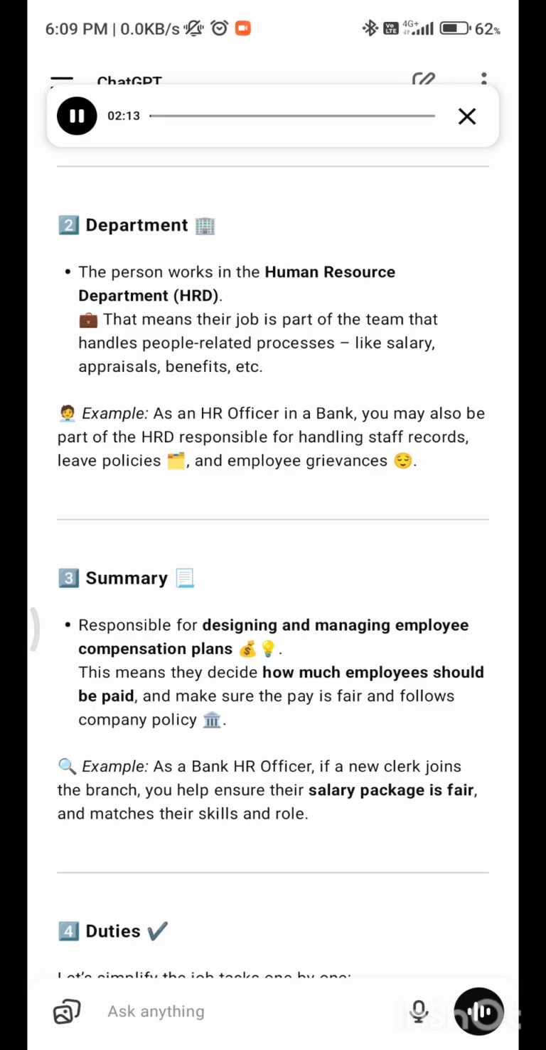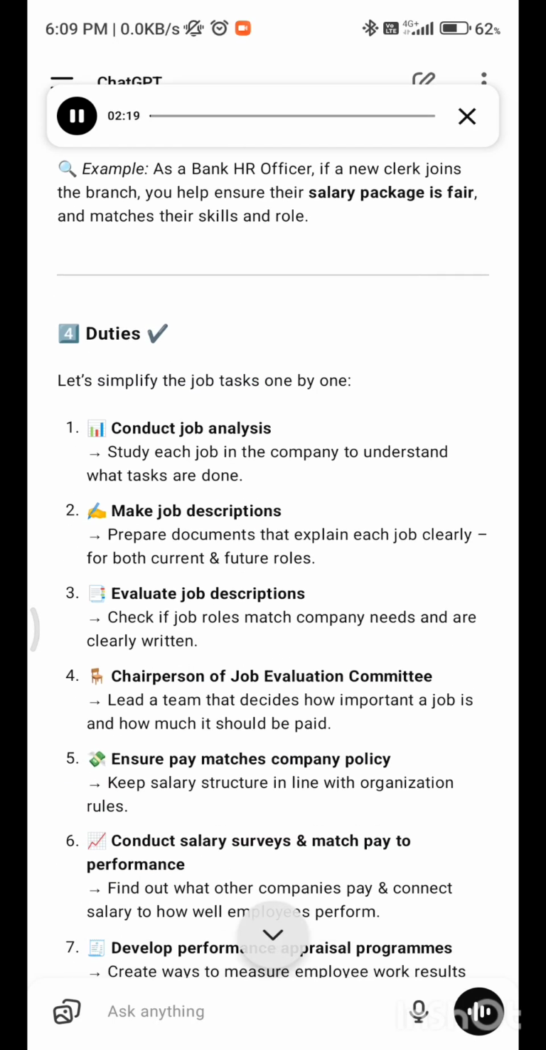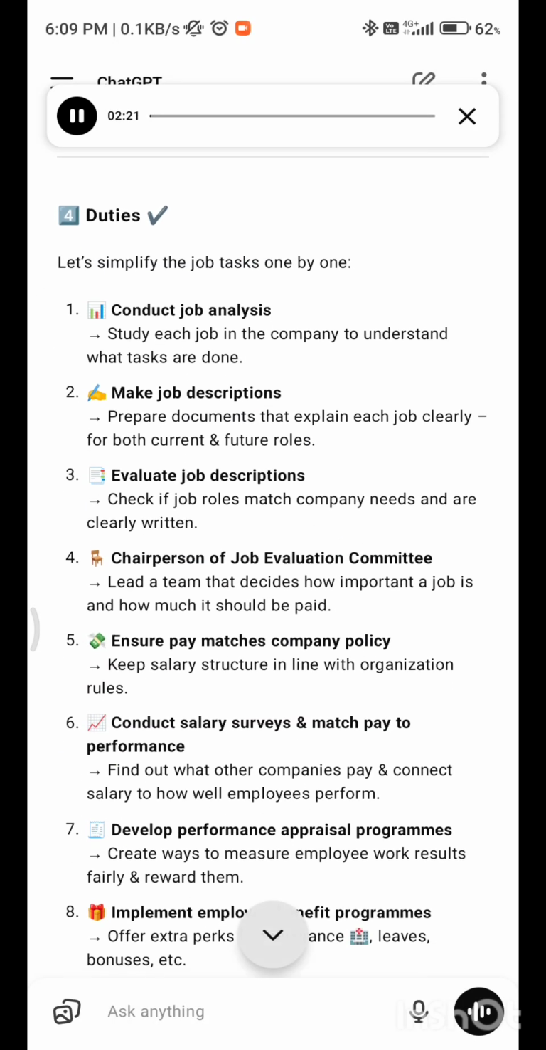4. Duties. Let's simplify the job tasks one by one. 1. Conduct job analysis. Study each job in the company to understand what tasks are done. 2. Make job descriptions. Prepare documents that explain each job clearly for both current and future roles. 3. Evaluate job descriptions. Check if job roles match company needs and are clearly written. 4. Chairperson of Job Evaluation Committee. Lead a team that decides how important a job is and how much it should be paid. 5. Ensure pay matches company policy. Keep salary structure in line with organization rules.